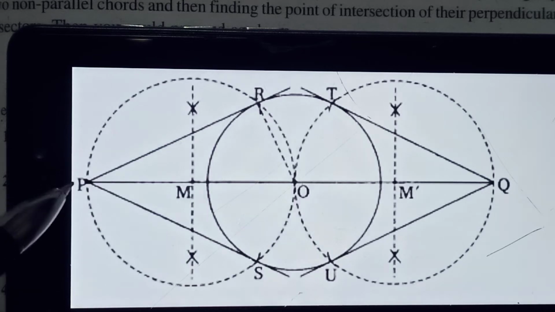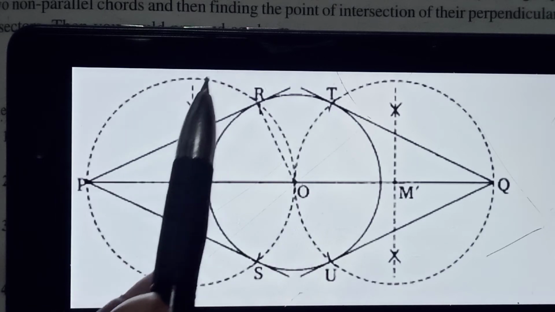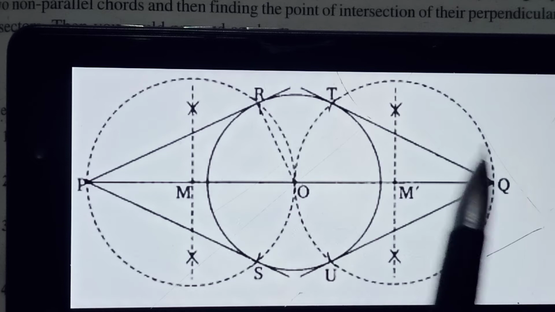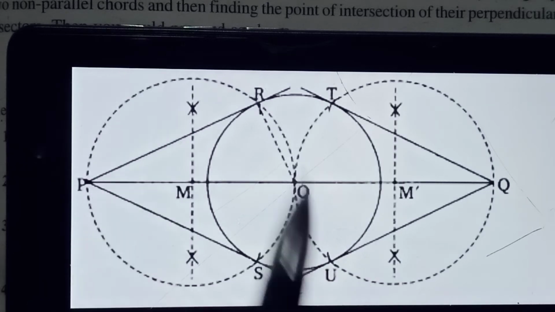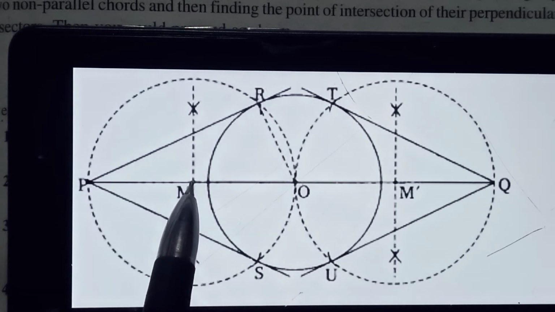How do we do that? Keep your compass at P, one arc above, one below. At O, above, below. From this O, the other side also above, below. From Q also above and below. And these points will help you draw your perpendicular bisector, and the line meets these perpendicular bisectors at the center of the circles that we need to draw now.